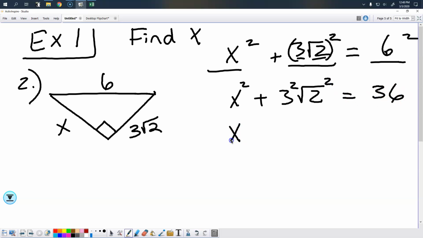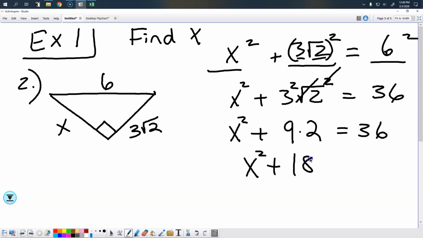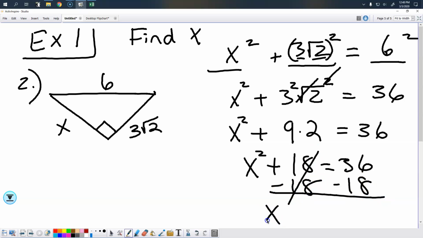Now, what is 3 squared? 9. And as you know, the square cancels out a square root, right? So those are gone, so you're left with 2. And so 9 times 2 is 18. And then from there, we're just going to follow through with the normal stuff, right? 36 take away 18 is 18. And then we take a square root.